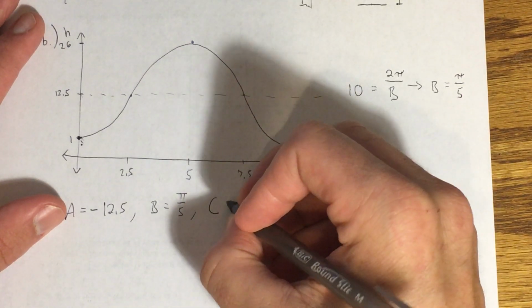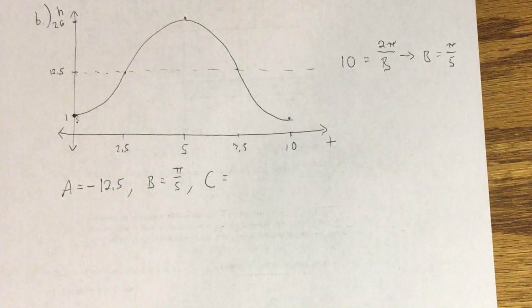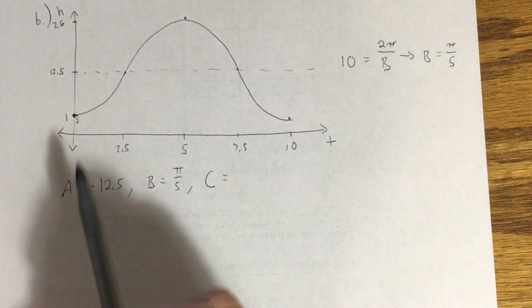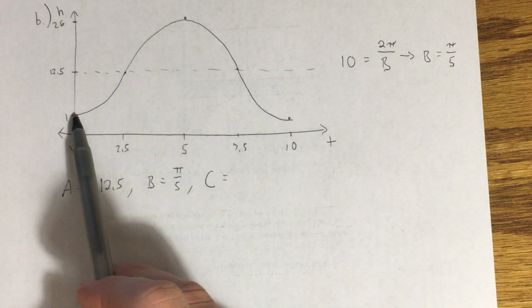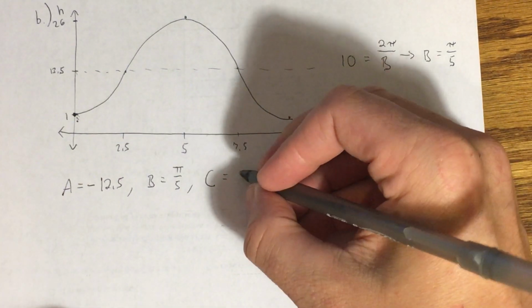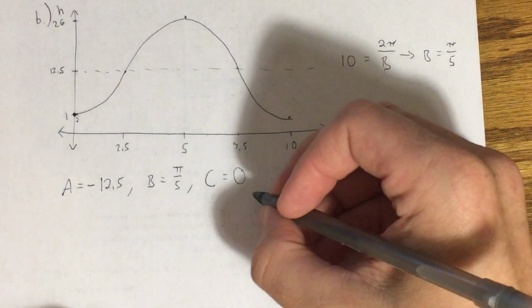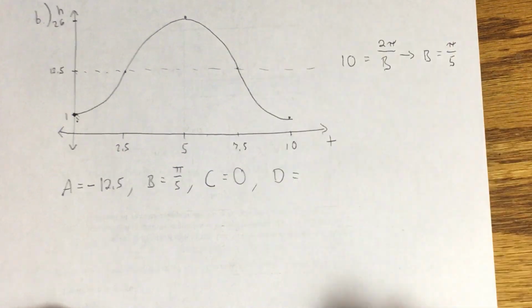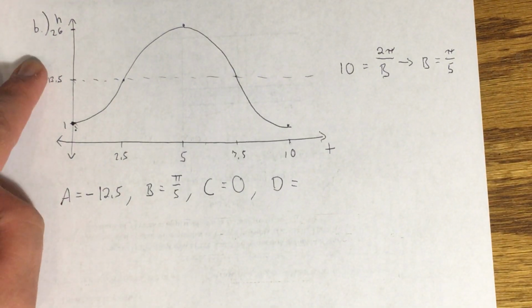What is c? The only place c is used when graphing sinusoidal functions is in phase shift. But notice we're starting on the y-axis. There's no shifting right or left for this first point. That would imply that c is equal to 0. And then finally, what is d? D corresponds to our midline, which was y equals 13.5.